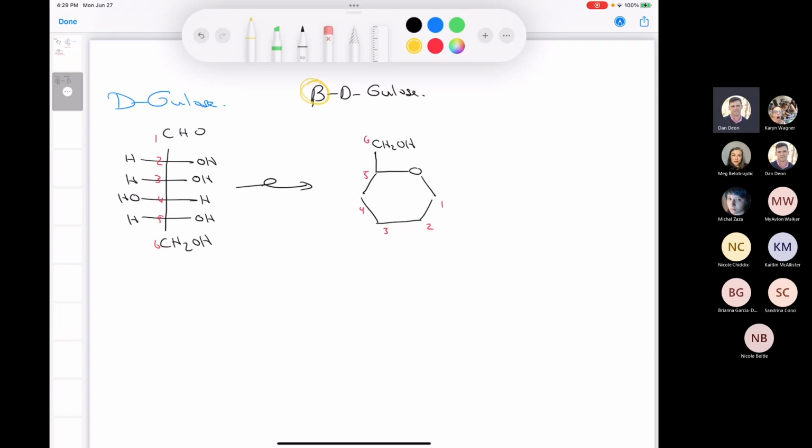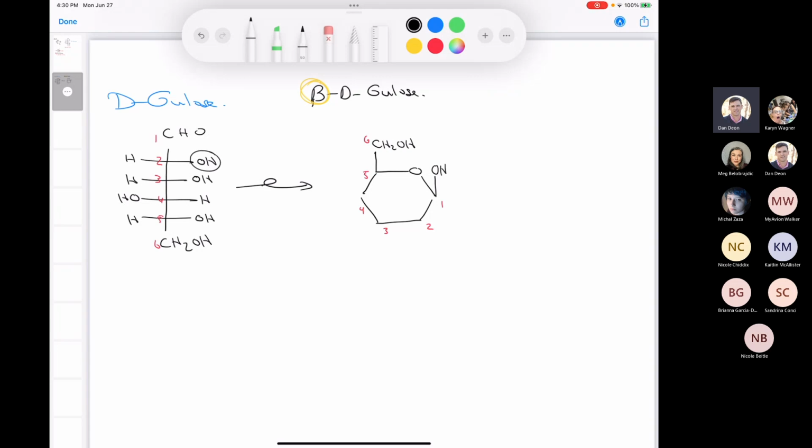Remember that this beta refers to the anomeric carbon. If it's beta, is it pointing up or down? I had a little mnemonic that I went over in that video. Up. Exactly. So if it's beta, it's pointing straight up like that. The way I remember that is beta kind of looks like a butterfly, and butterflies fly in the air.